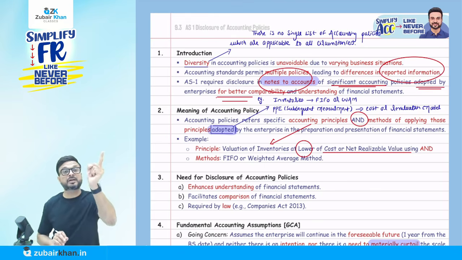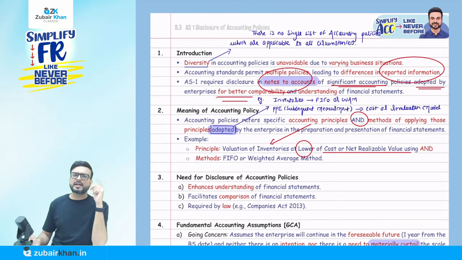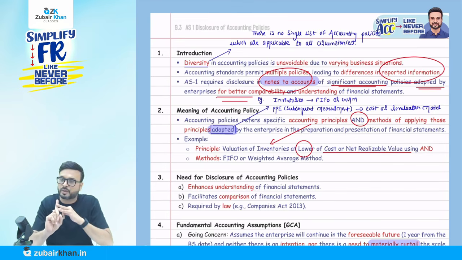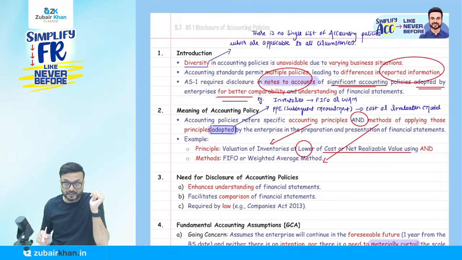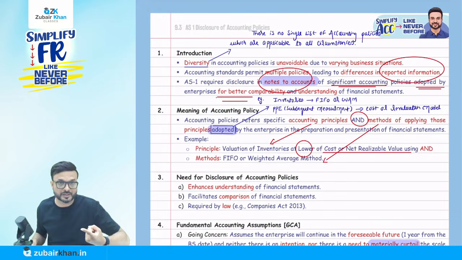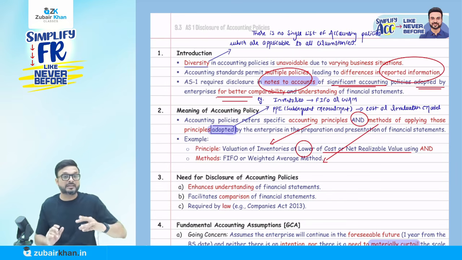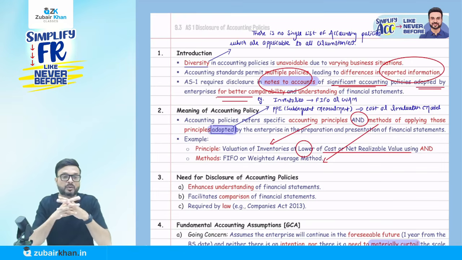And methods of applying those principles. What are methods of applying those principles? AS 2 tells me that we should do the valuation of inventory at cost or NRV, whichever is lower. But how to do the valuation of cost? They say don't worry, you can follow the FIFO method or the weighted average method. So they tell us the methods of applying those principles as well. What is accounting policy? These are specific accounting principles and the methods of applying those principles as well. So we call them accounting policy.